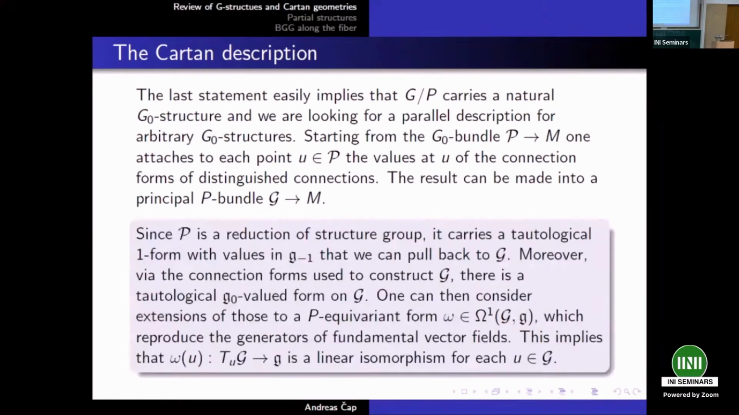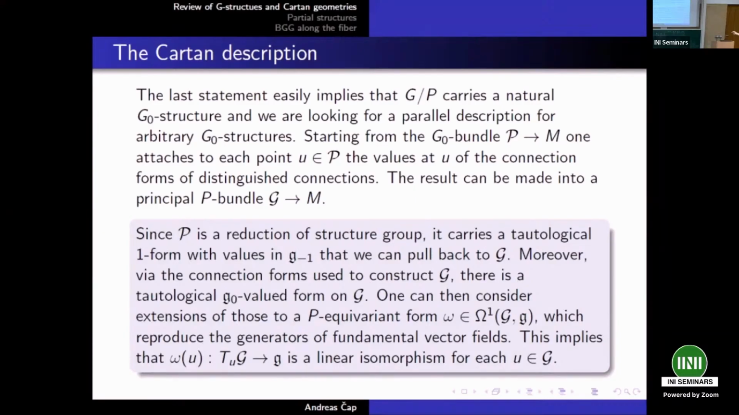And now you can see that this principal P bundle already comes with quite a few tautological forms. So first of all, P is a reduction of structure group. This can be equivalently described by the existence of a canonical strictly horizontal equivariant form with values in R^n, or in this case, you get a tautological one form with values in g_{-1} on P. You can pull that back to G, which is an extension of P.